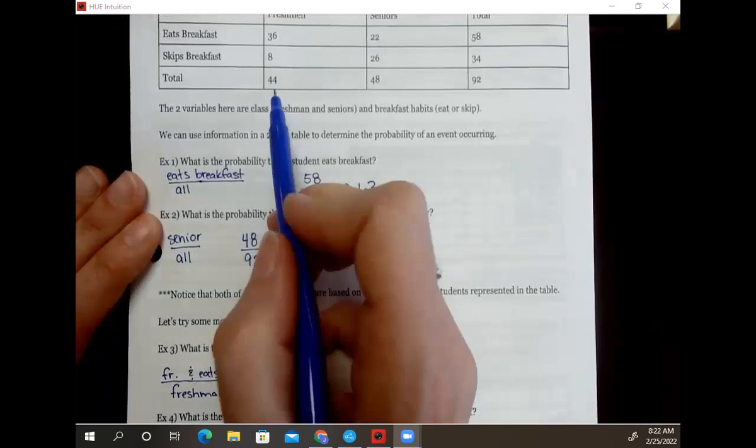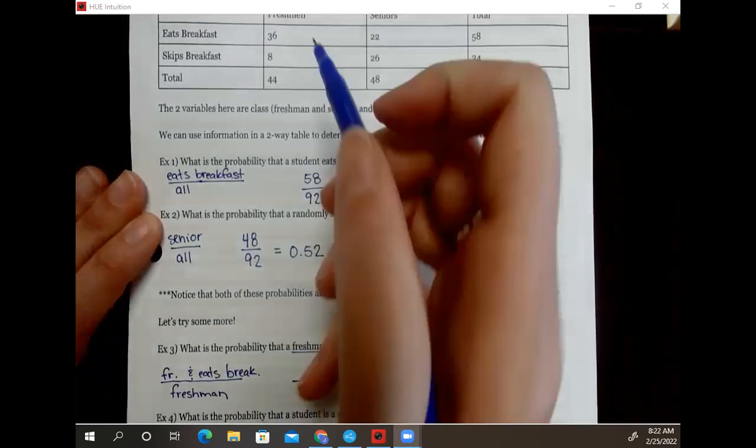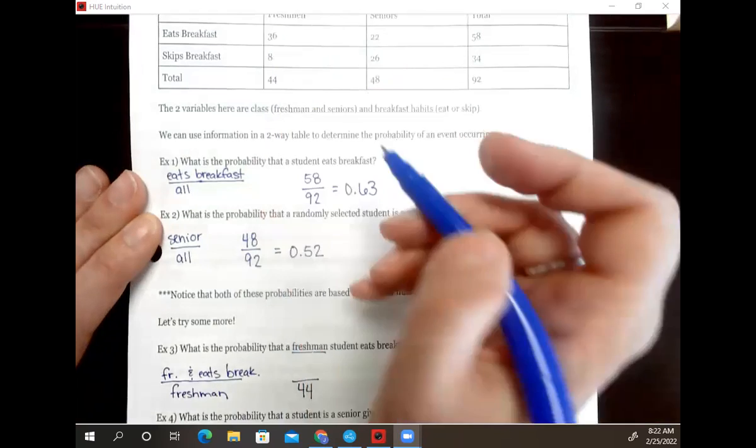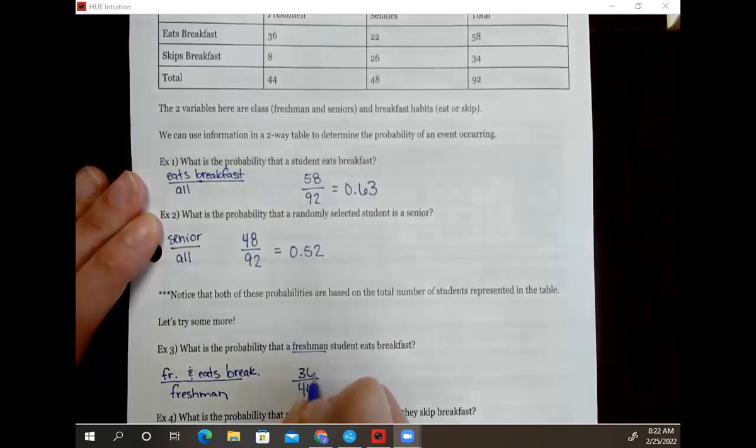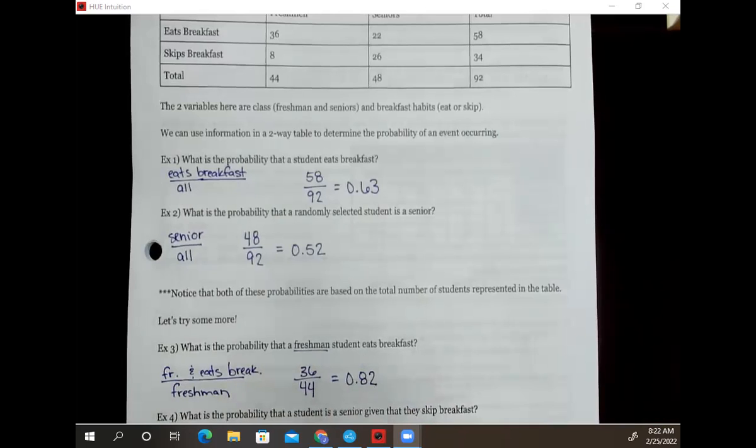So total freshmen would be 44. And then freshmen who eat breakfast would be 36. So 36 out of 44 this time gives me, again, decimal rounded to 2 places, 0.82. What's the probability that a freshman student eats breakfast?